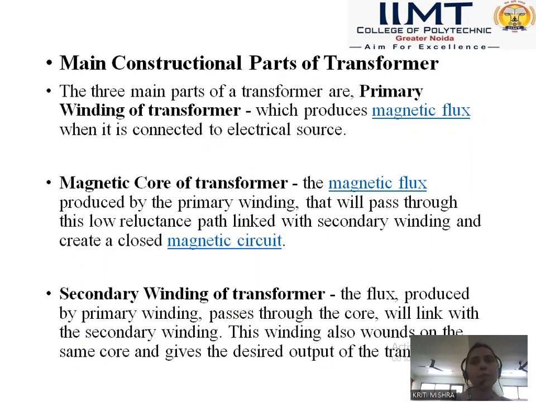Secondary winding of the transformer: the flux produced by the primary winding passes through the core and will link the secondary winding. This winding is also bound on the same core and gives the desired output of the transformer. These are some basics of the transformer which you need to understand when we learn machines in electrical engineering.